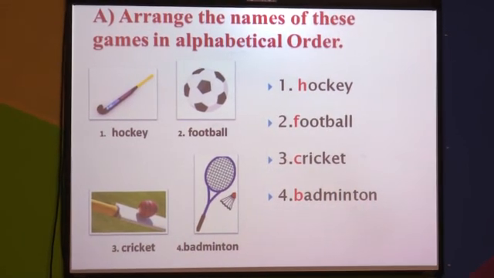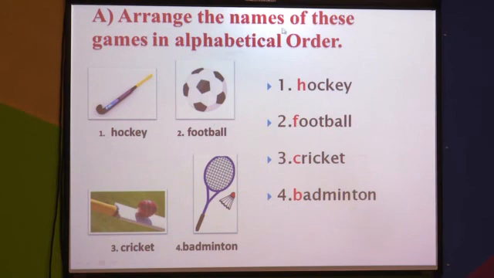We are seeing the first question: arrange the names of these games in alphabetical order. Pictures are given in your textbook also, and you can see them here on the screen. First one is hockey, second one is football, third one is cricket and fourth one is badminton.